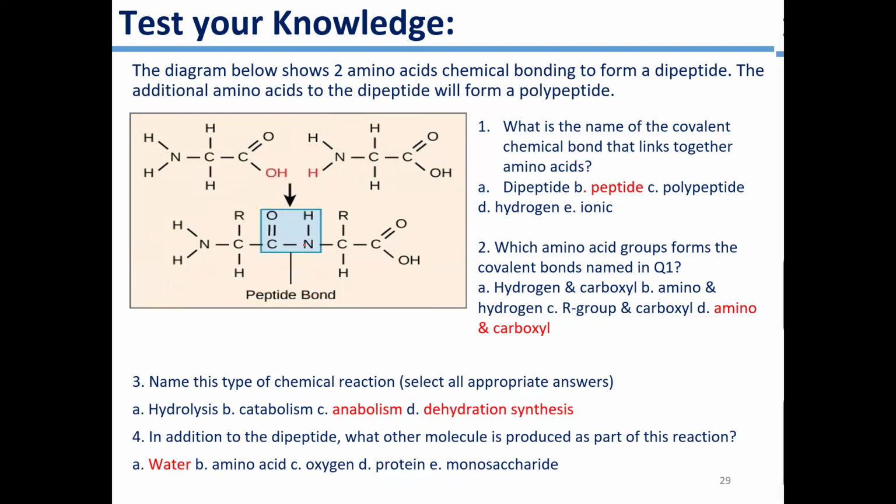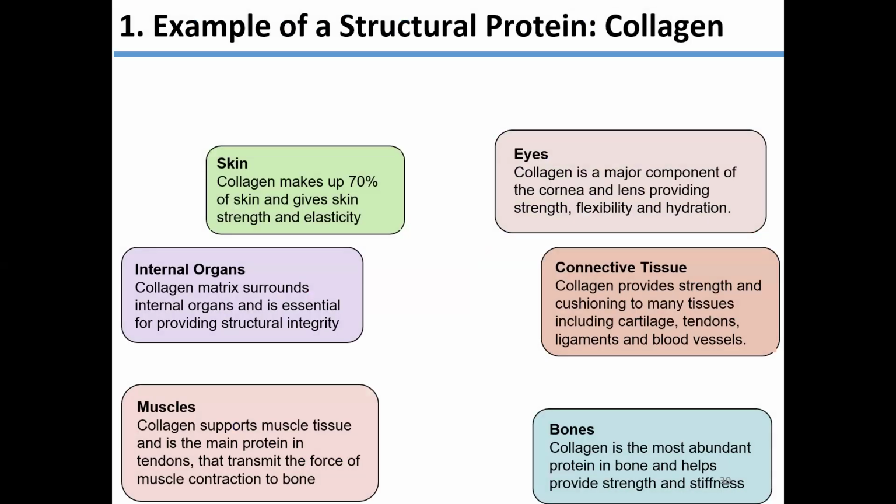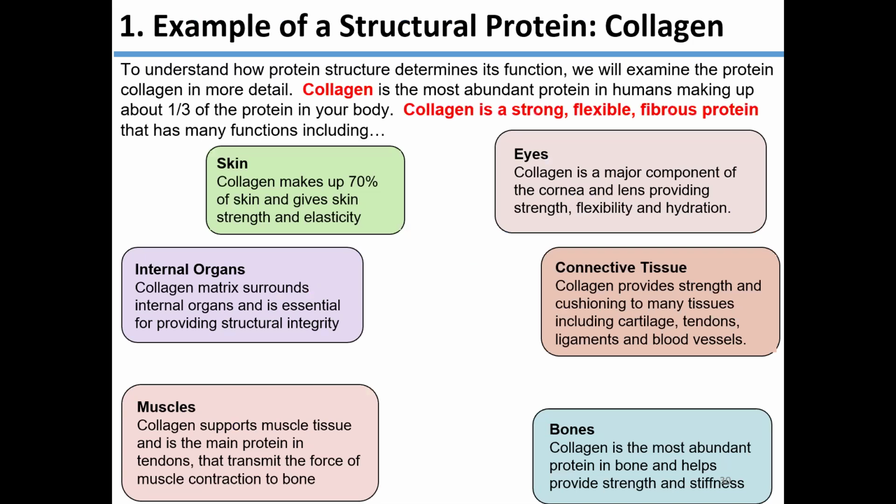All right, so let's go ahead and check out examples of collagen structures. Another thing that's really important when it comes to proteins is collagen. Collagen is going to be incredibly important. It's the most abundant protein in humans, making up about 1/3 of the body. Collagen is a very strong, flexible, and fibrous protein. Again, it can be found in our skin, our internal organs, our muscles, eyes, our connective tissue, as well as our bones.